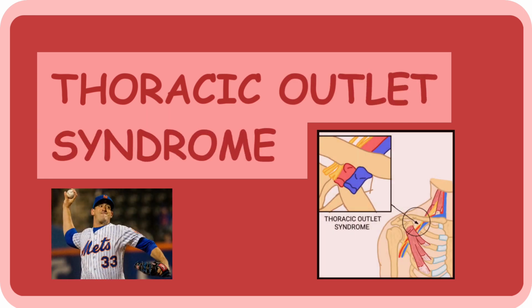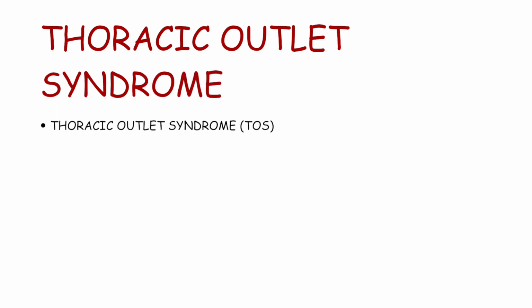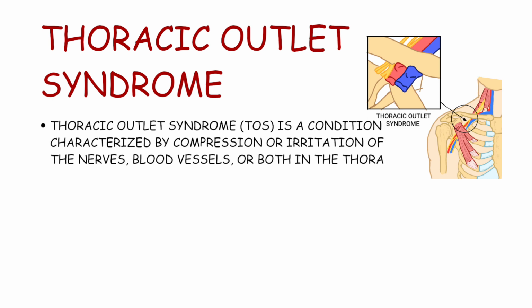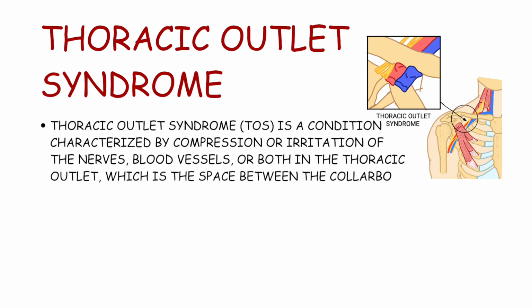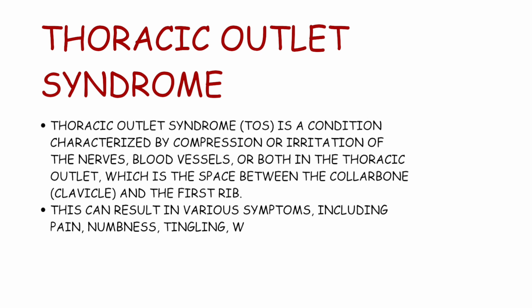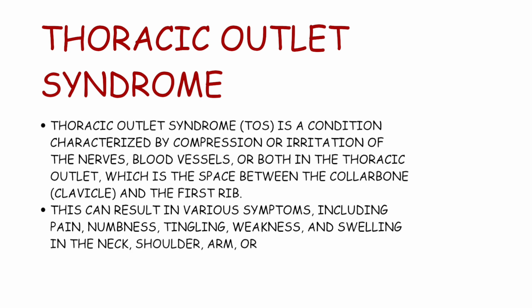Thoracic outlet syndrome. What is thoracic outlet syndrome? Thoracic outlet syndrome (TOS) is a condition characterized by compression or irritation of the nerves, blood vessels, or both in the thoracic outlet, which is the space between the collarbone, clavicle, and the first rib. This can result in various symptoms, including pain, numbness, tingling, weakness, and swelling in the neck, shoulder, arm, or hand.